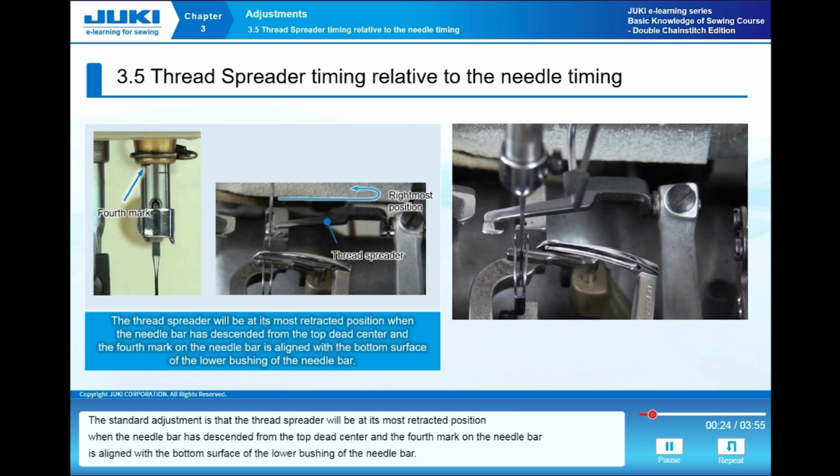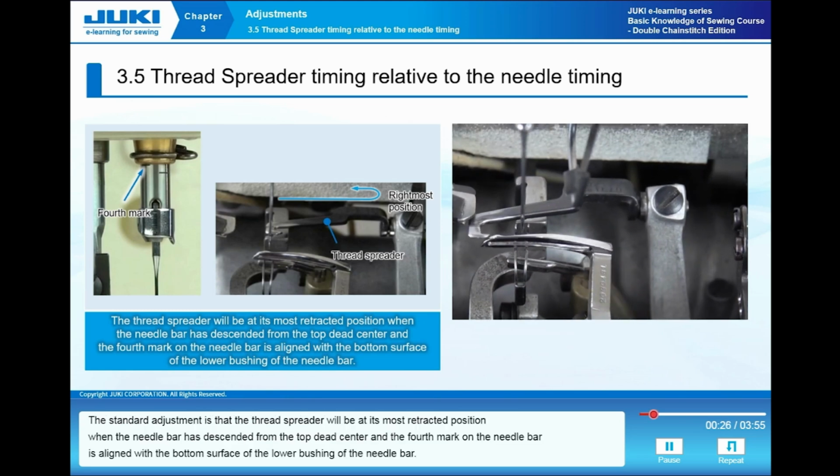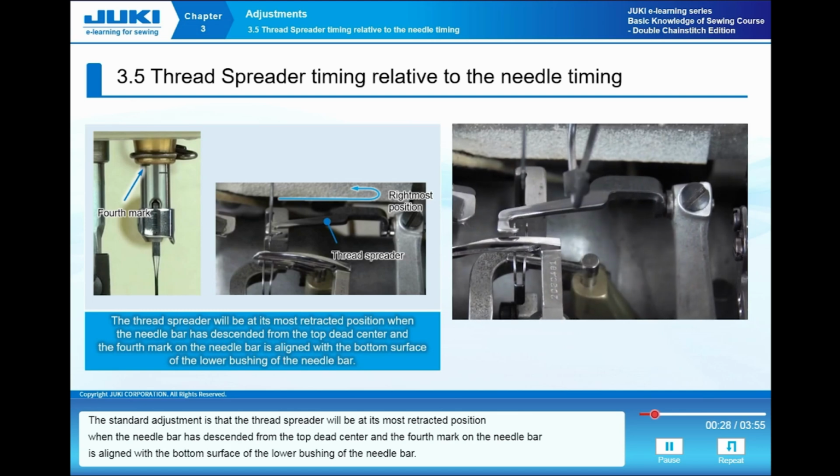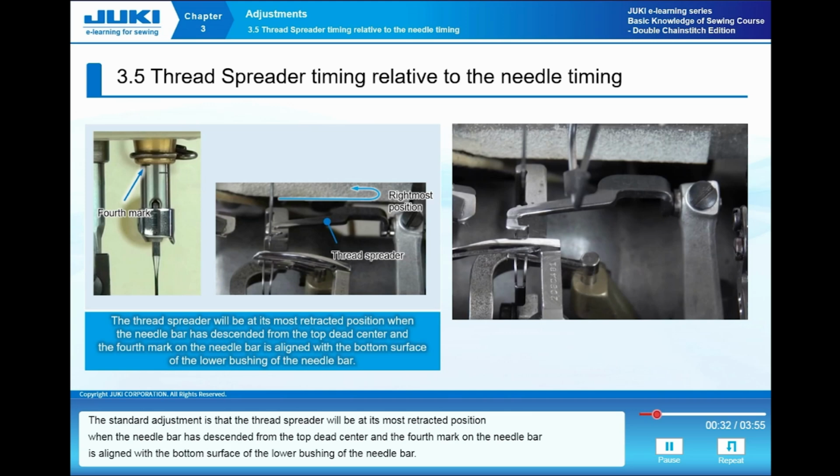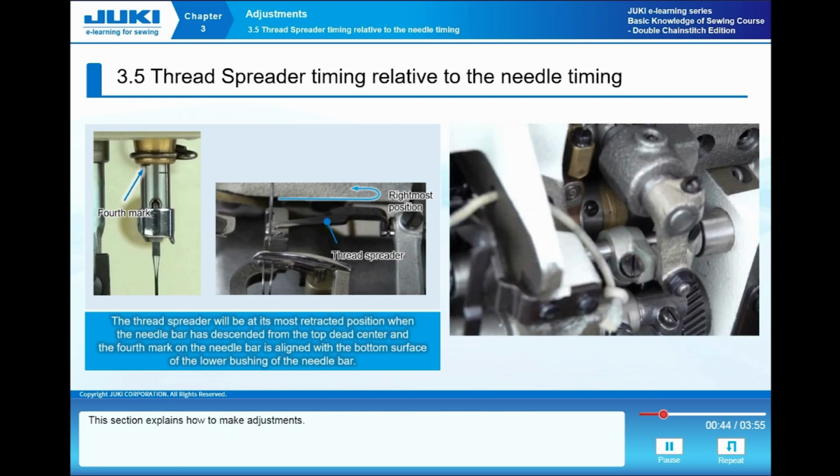The standard adjustment is that the thread spreader will be at its most retracted position when the needle bar has descended from the top dead center and the fourth mark on the needle bar is aligned with the bottom surface of the lower bushing of the needle bar. This section explains how to make adjustments.